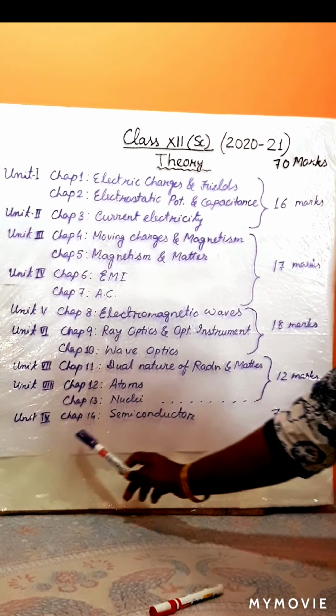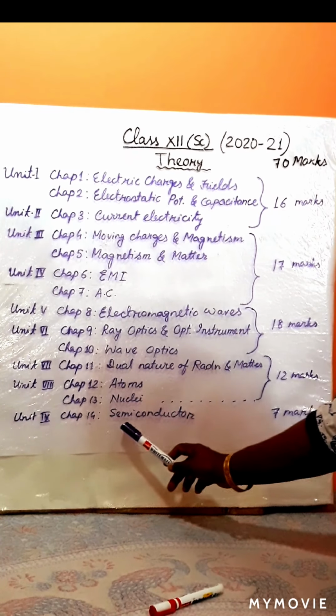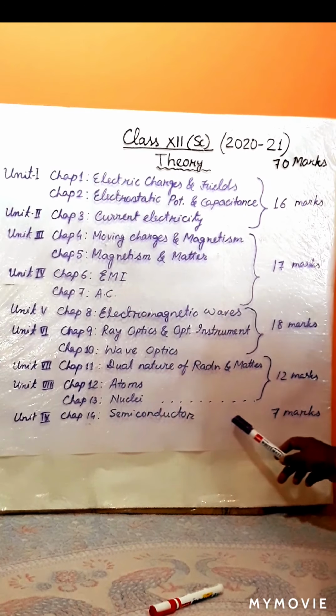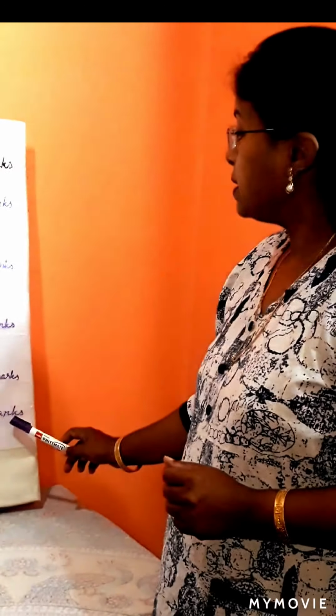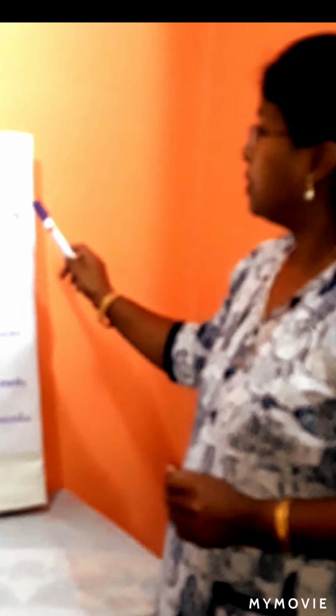And the last unit, which is Chapter 14 from the Part 2 book, the last chapter, Semiconductors and Electronic Devices. This chapter as a whole carries 7 marks. So altogether here it is 70 marks.